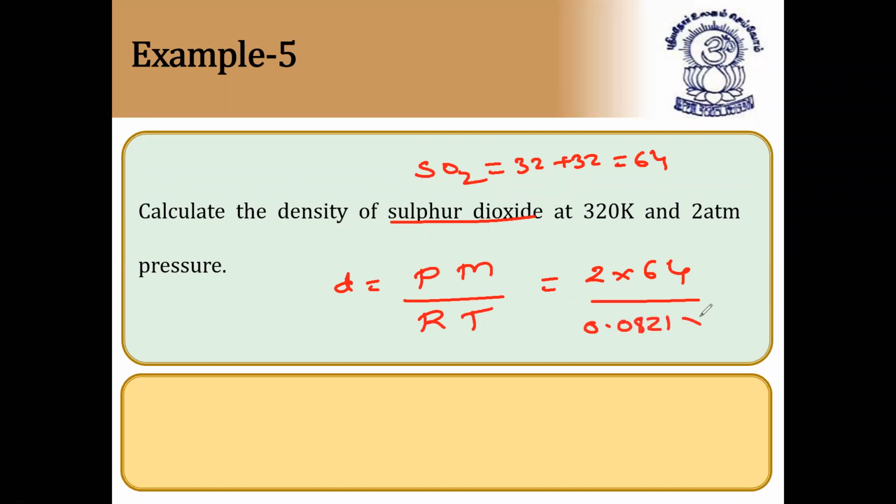0.0821 into temperature is given how much? 320 kelvins. Directly they are given kelvin temperature. So substituting in this formula, you will get 2 into 64 is 128 divided by 0.0821.